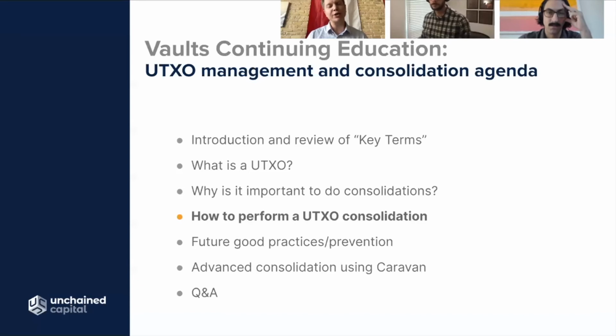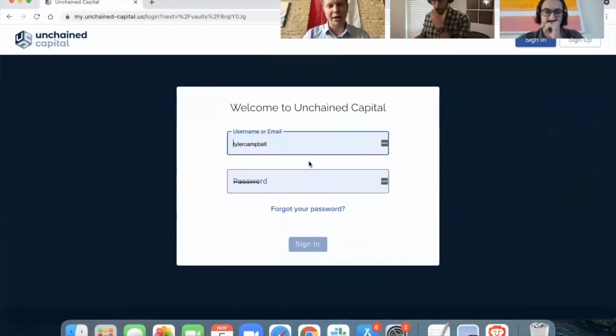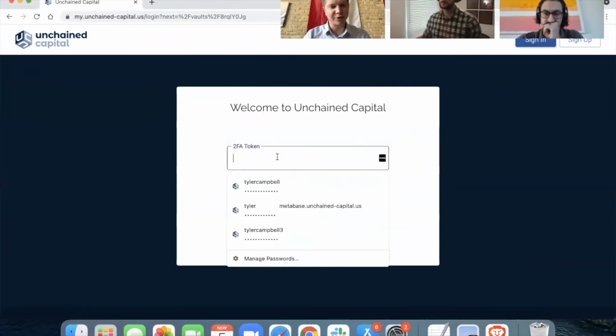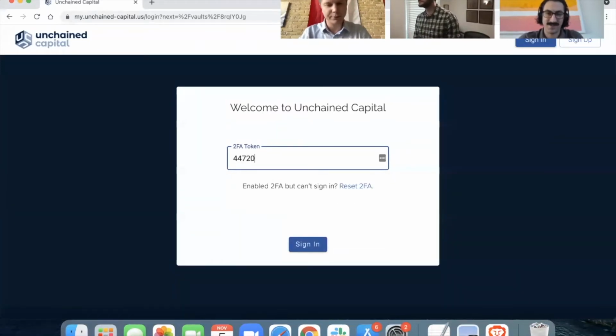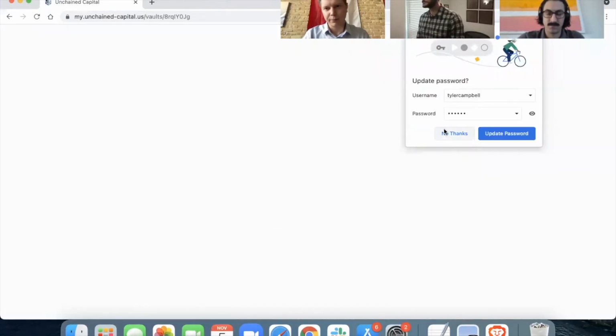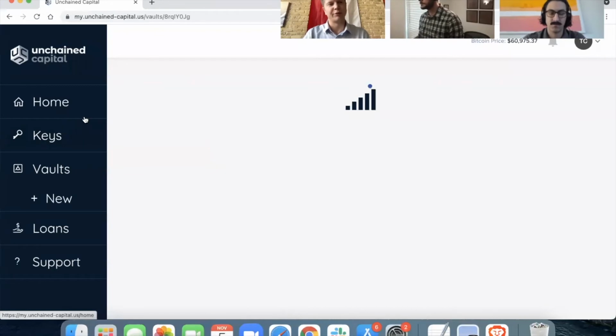So now what I'm going to do is swipe on over to one of my test vaults and actually perform a UTXO consolidation. So let me go ahead and do that. I'm going to make sure that I sign into my test vault using my two-factor authentication, which is certainly a best practice from a security perspective. So just one moment while I grab my Authy code. Perfect. So I'm signing into my test environment here.